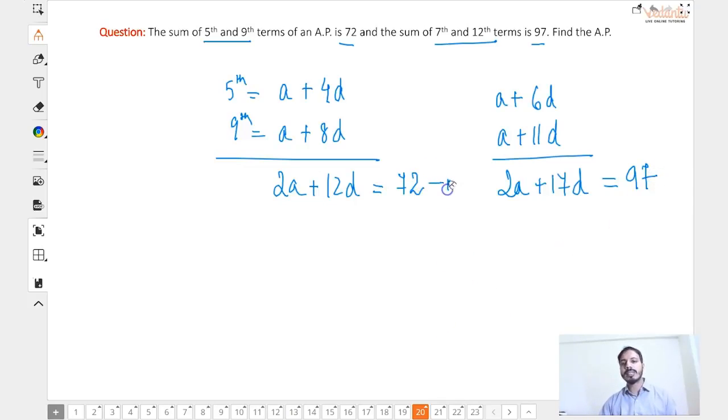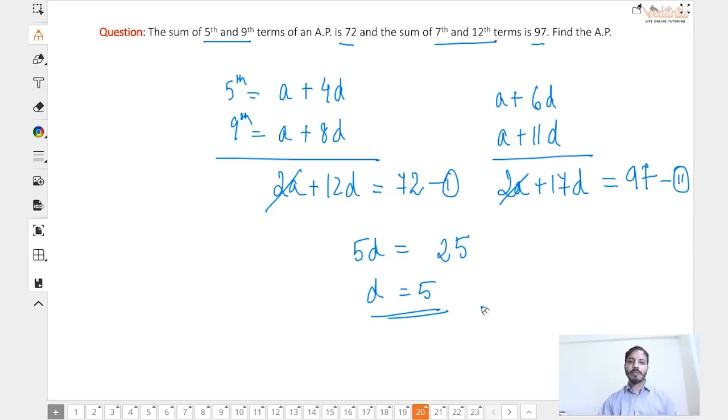Now I have two equations. See here, I have two equations and two variables. If I subtract equation 1 from equation 2, what will I get? The 2a will get cancelled, and 17 minus 12 is 5d, and 97 minus 72 is 25, since 7 minus 2 is 5 and 9 minus 7 is 2. So from here I will get d is equal to 5.